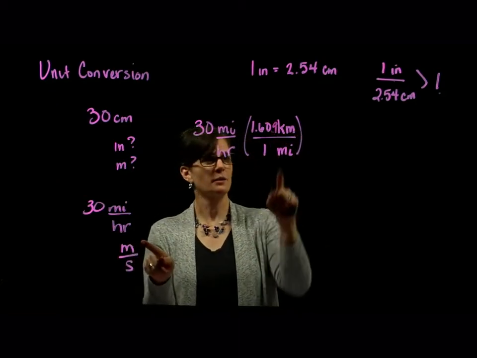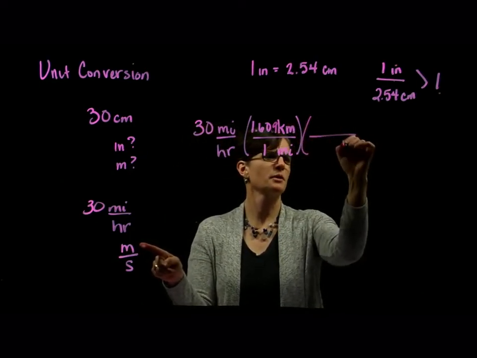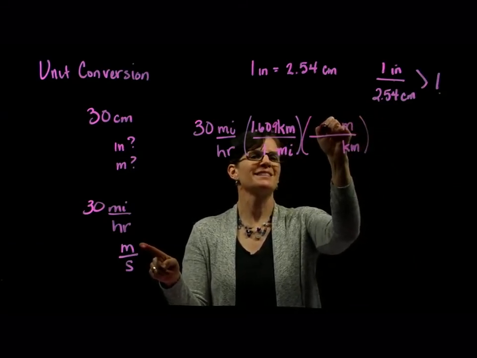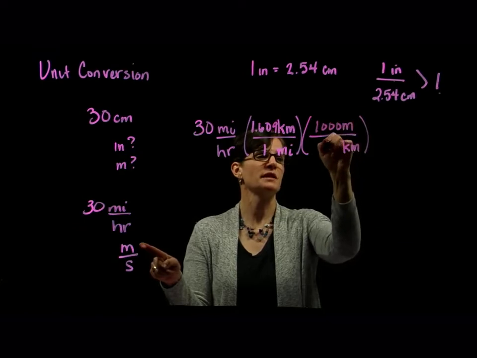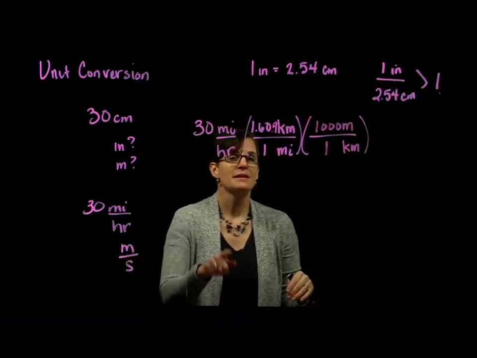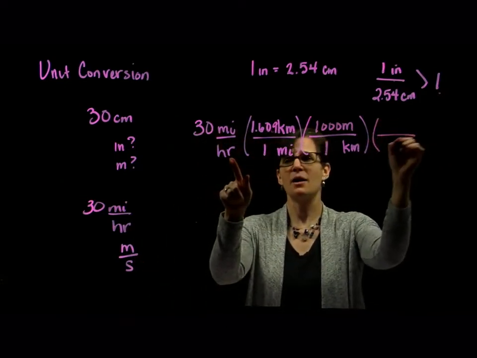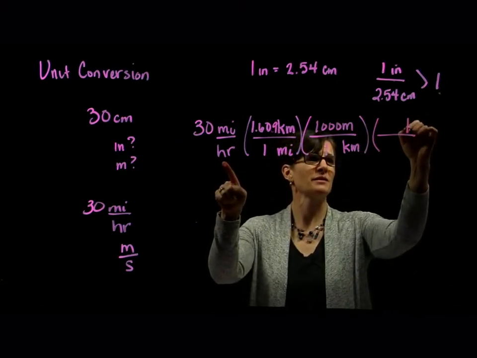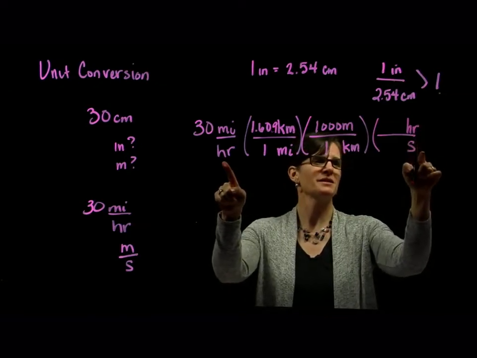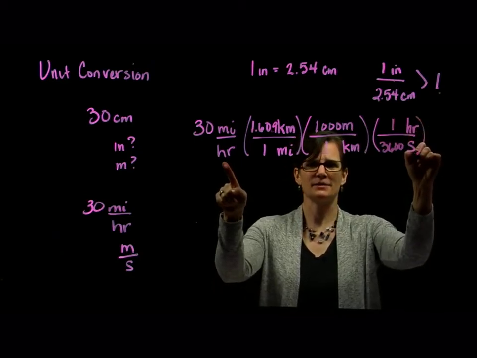Now, I don't want miles, I don't want kilometers, I want meters. So kilometers is on the top, so I'm going to put kilometers on the bottom and meters on the top. And I know that there are 1,000 meters in 1 kilometer, so again, those two are equivalent values. I then need my seconds. Hours is on the bottom, so to get rid of it, I put hours on the top. I do know the conversion between hours and seconds: in 1 hour, I have 3,600 seconds.